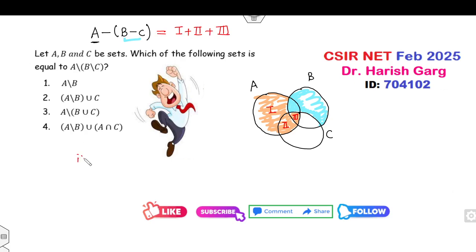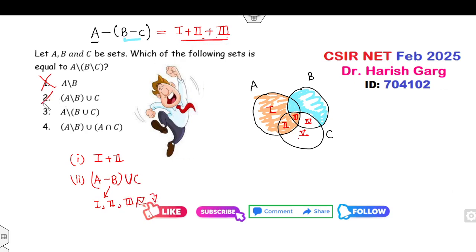Now you can check the options. A minus B. If you look at A minus B, your answer is only 1 plus 2. But I need 1, 2, 3. First option cancelled. What is the second option? This is (A minus B) union C. What is A minus B? A minus B is my 1 and 2. What is C? C is my 2, 3, this is my 4, this is my 5. And if you take the union, it will consist of 1, 2, 3, 4 and 5. But I need only 1, 2, 3.